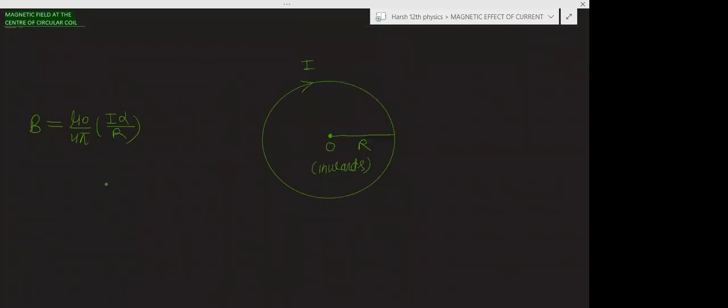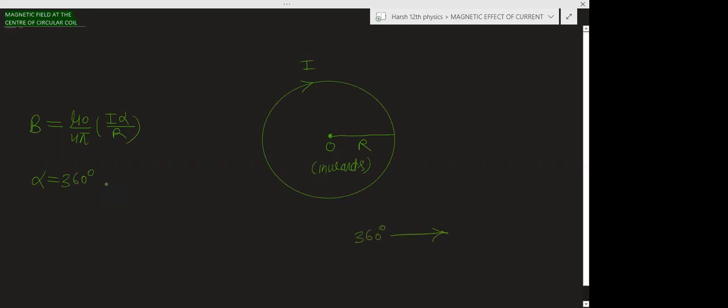Here, alpha this time will be 360 degree, and we have to convert this 360 degree into radian. If you want to convert from degree to radian, you should multiply the angle with pi by 180 degree. Then you will get 2 pi.